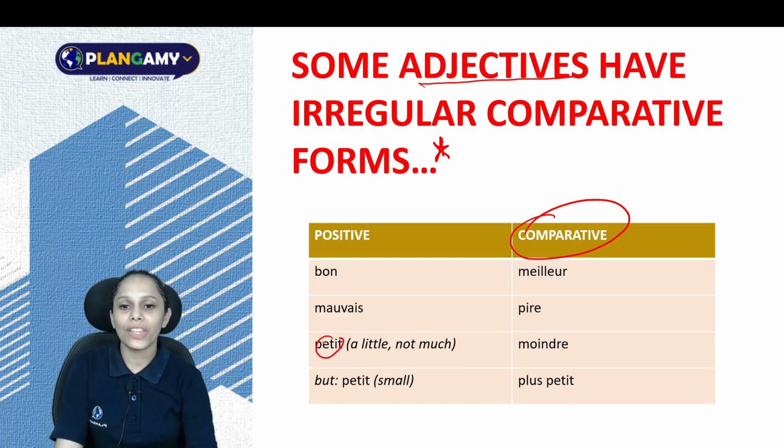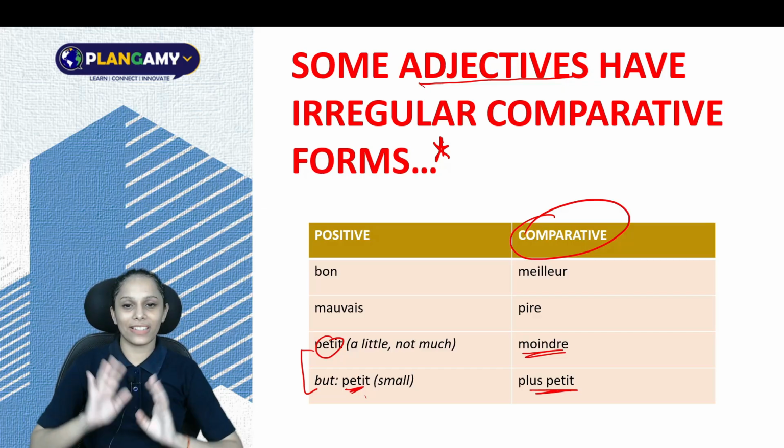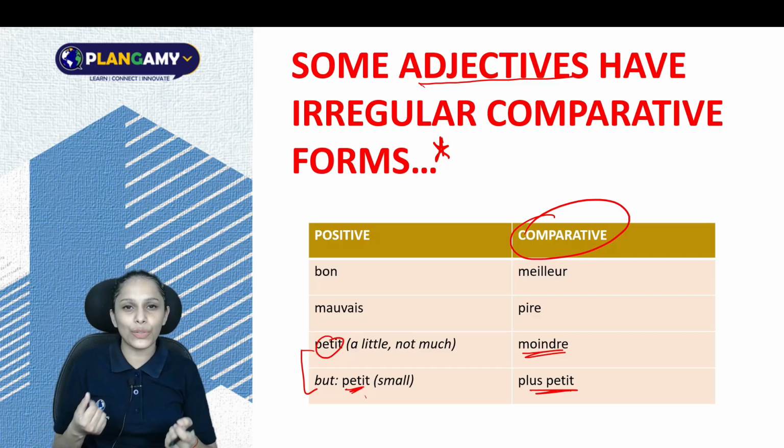Petit. Here we have two types of petit. The first one, if we want to say a little or not much while making a comparison, we will use moindre. But if you want to say too small while making a comparison, we will have its comparative form as plus petit. I know that this table is a little bit confusing, but don't worry, with some exercises you will understand it better. Now let's move further.